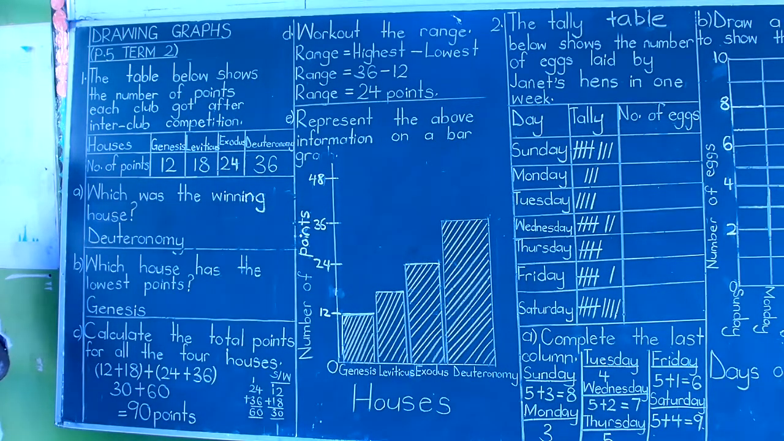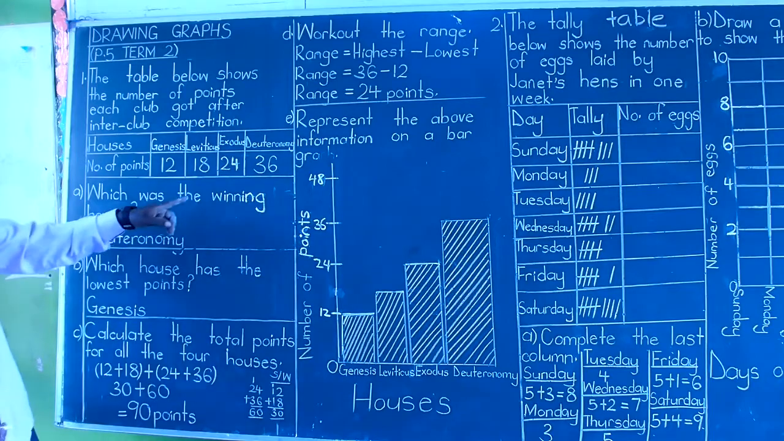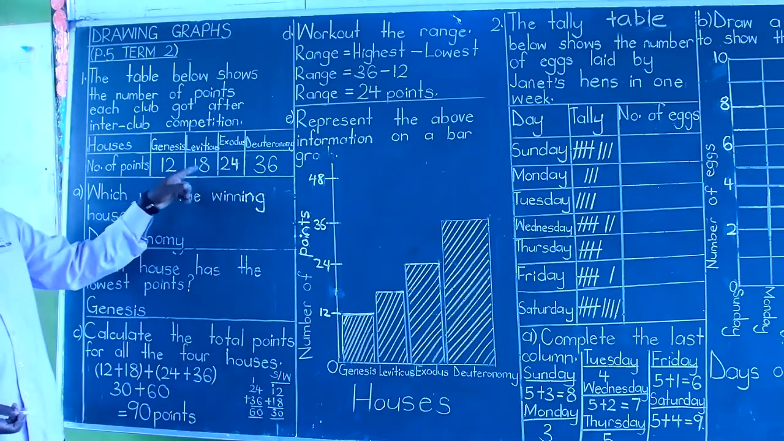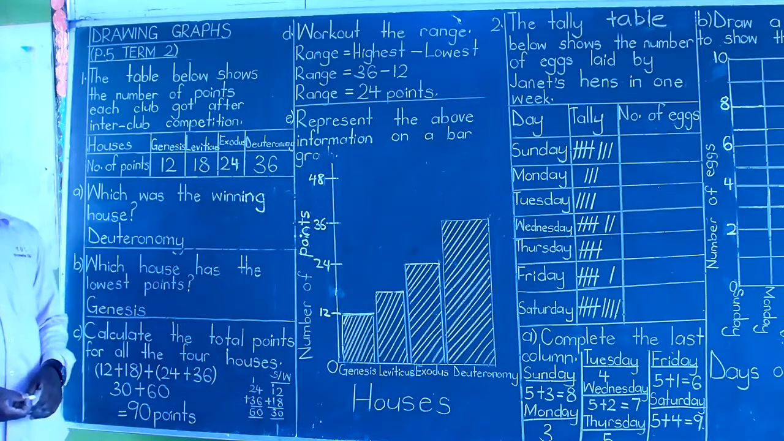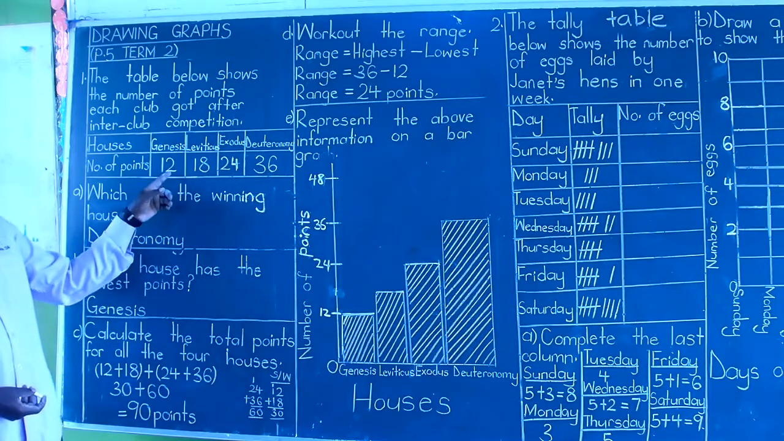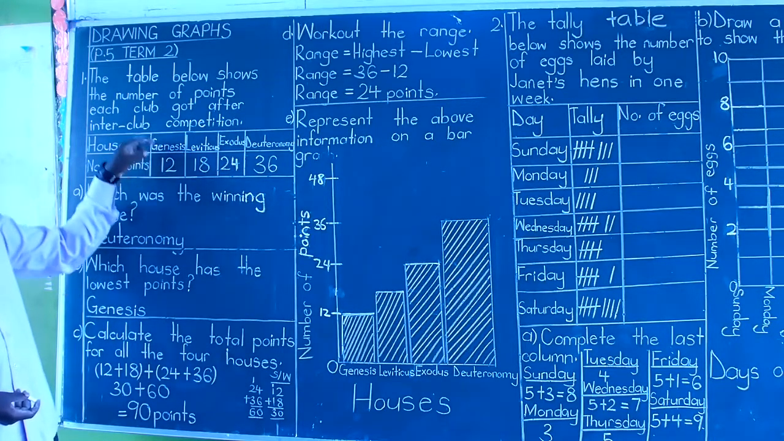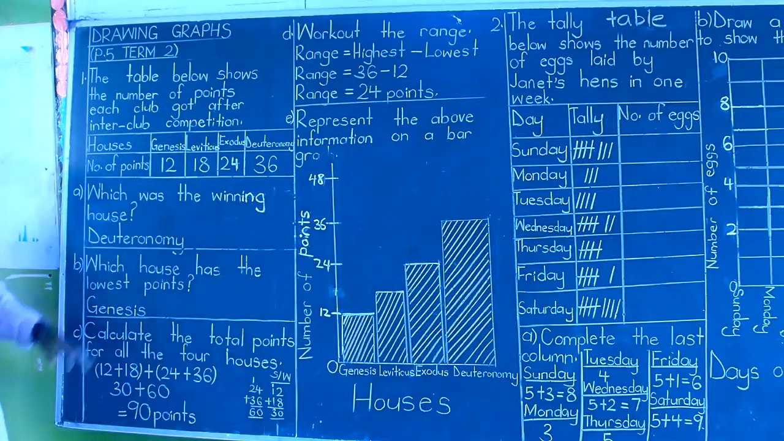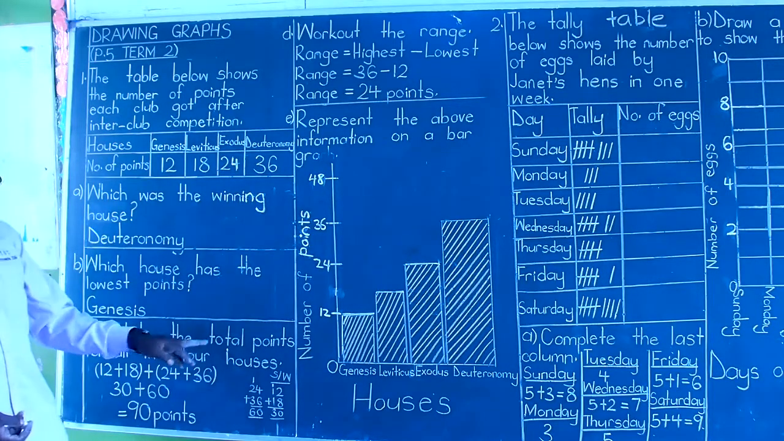And then you go to part B, which house has the lowest points. So look out for these numbers, 12, 18, 24, and 36, which is the least. So 12. So which house is that? It is Genesis. So Genesis had the lowest points. As we look at part C, calculate the total points for all the 4 houses.